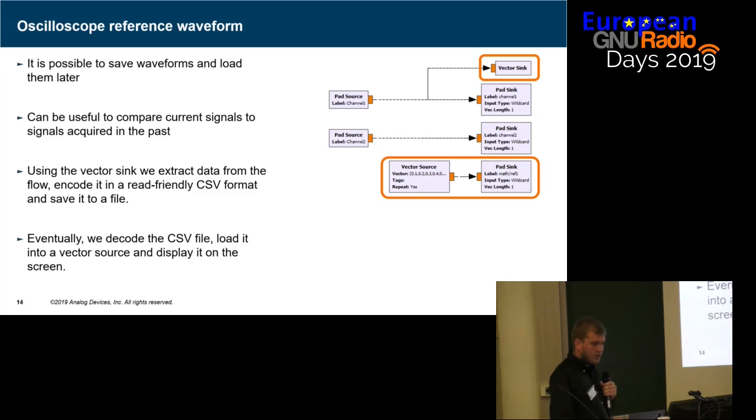And in order to do this, we abuse the vector sink and the vector source blocks a little bit. We got the data from the hardware, and we encoded it in a read-friendly CSV format. And eventually, when we want to plot it on the screen, we use the vector source: we decode the data from the CSV format, and we use the vector source to display it back on the screen.